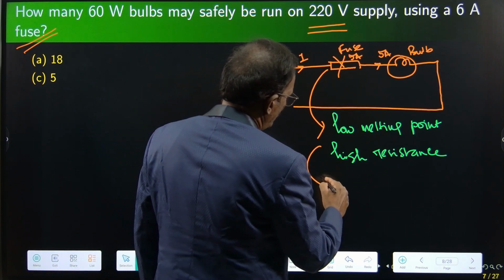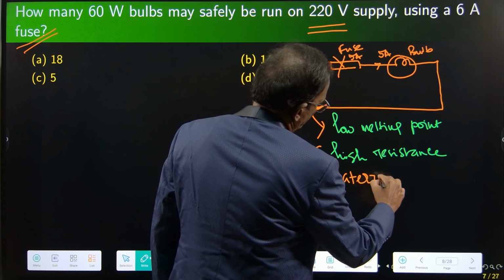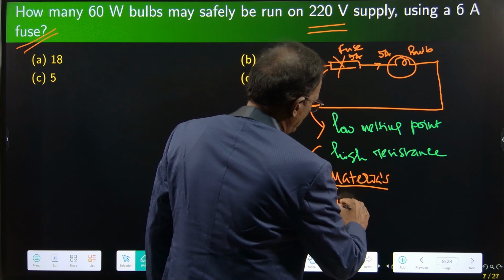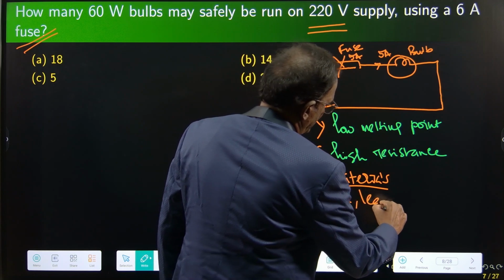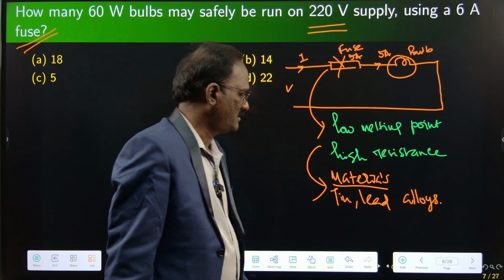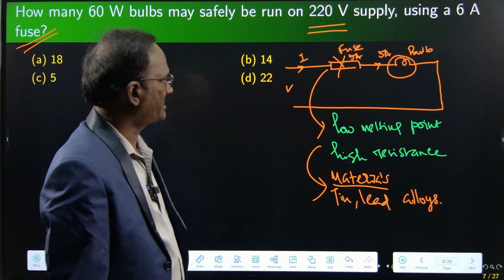The materials used for the fuse are tin, lead alloys. So tin, lead alloys, they have high resistance, low melting point, right?